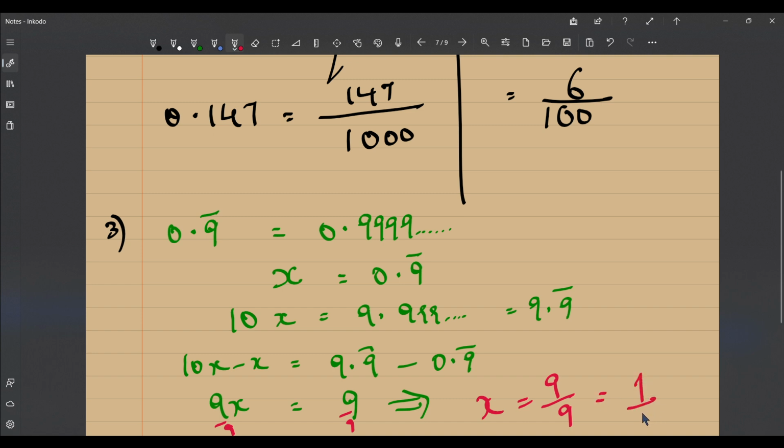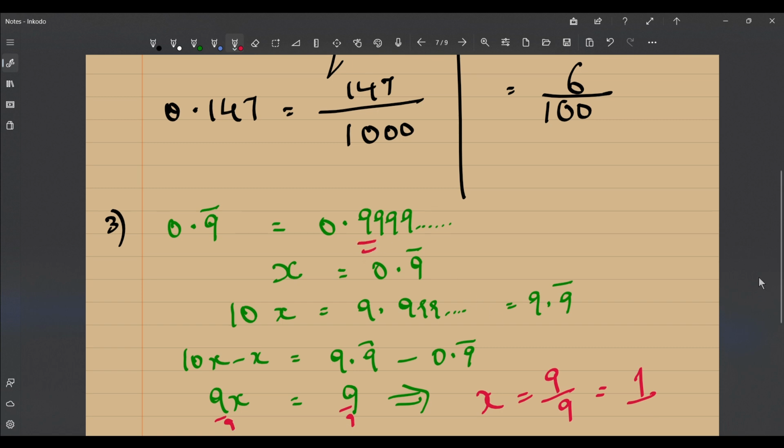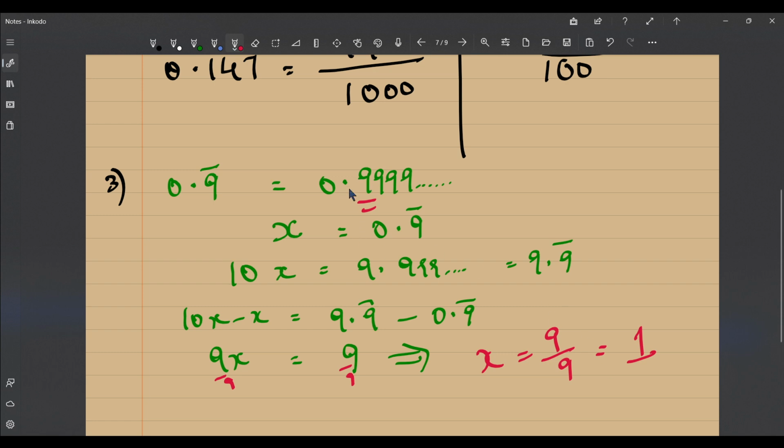Right? So the fractional form for this 0.99999 is 1. Isn't it surprising? How can something like this be equal to 1? If 0.9999 is equal to 1, it says that 1 minus 0.9 bar should be equal to 0, isn't it? This difference should be equal to 0. Is it equal to 0?